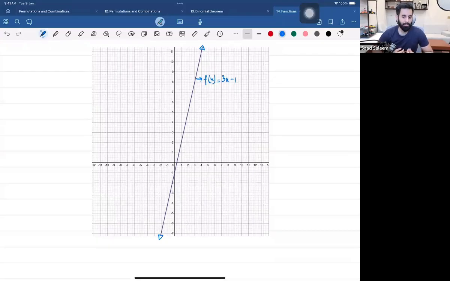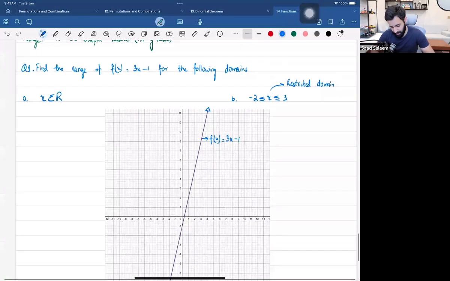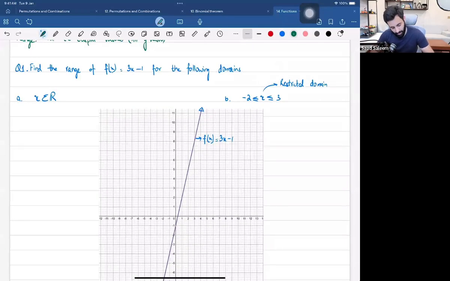That means the range will reach pretty much every real value there is. It will reach 100, 200, 300, 500, infinity, and negative infinity, and everything in between. So as far as the range is concerned for the first part, f of x belongs to the set of all real values. Or you can say f of x is greater than negative infinity and lesser than positive infinity. Basically from negative infinity to positive infinity.